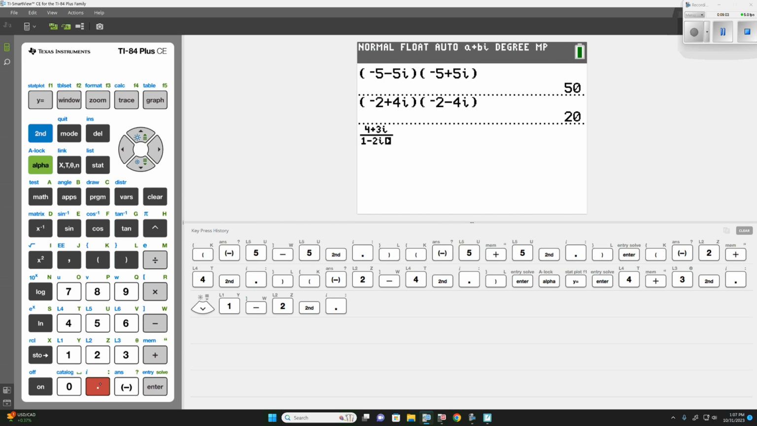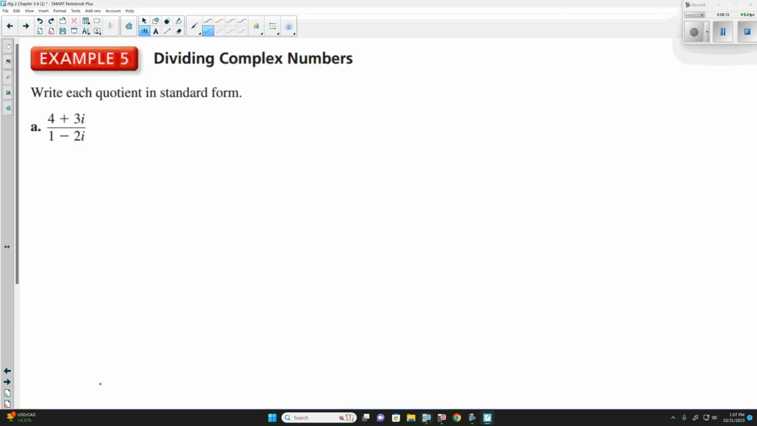Error data type. Somebody else try to type it in? I got the same thing. Okay, so the calculator's being a little difficult. So I'm going to show you how to do this by hand. Then we'll come back to the calculators in a minute.